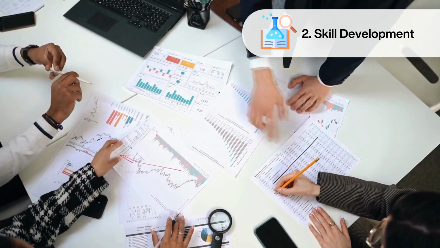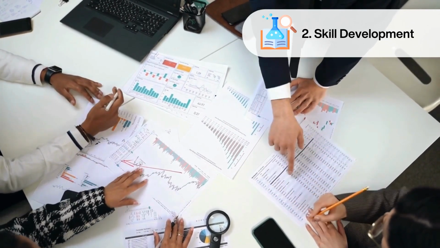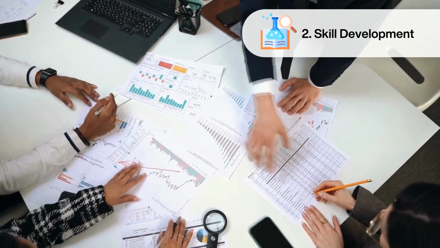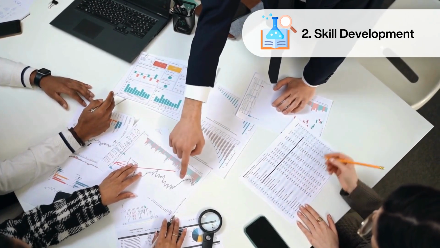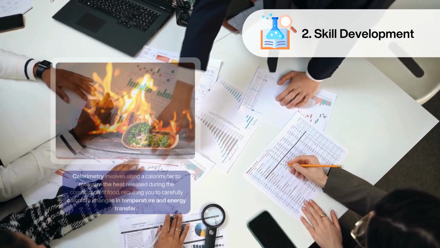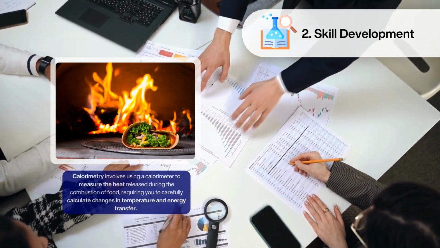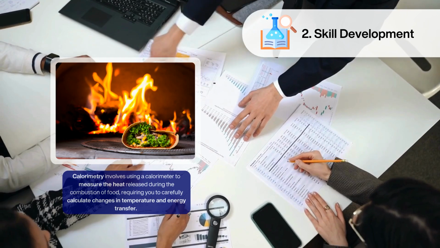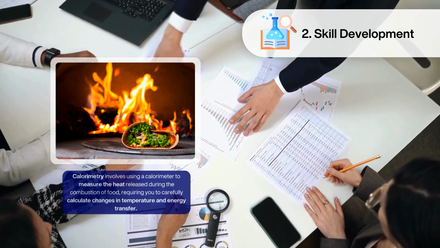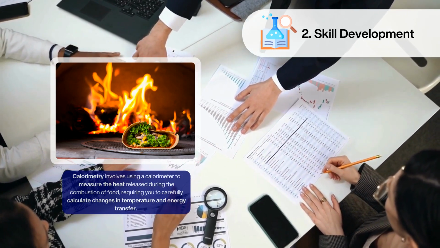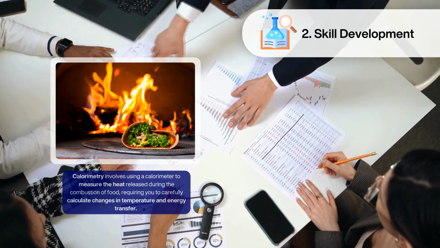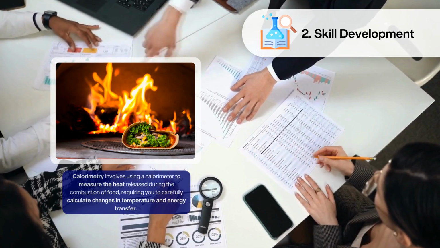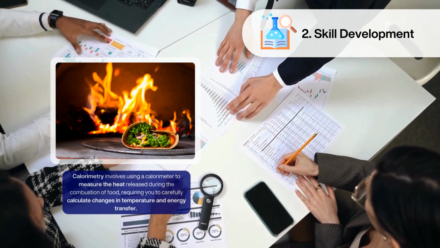Furthermore, this experiment equips you with essential scientific skills, including precise measurement, data collection, and analysis. Calorimetry involves using a calorimeter to measure the heat released during the combustion of food, requiring you to carefully calculate changes in temperature and energy transfer. These hands-on skills are foundational techniques in many scientific fields.